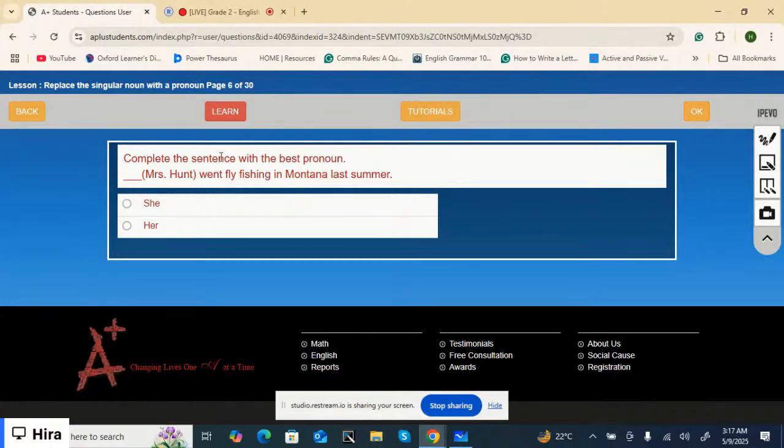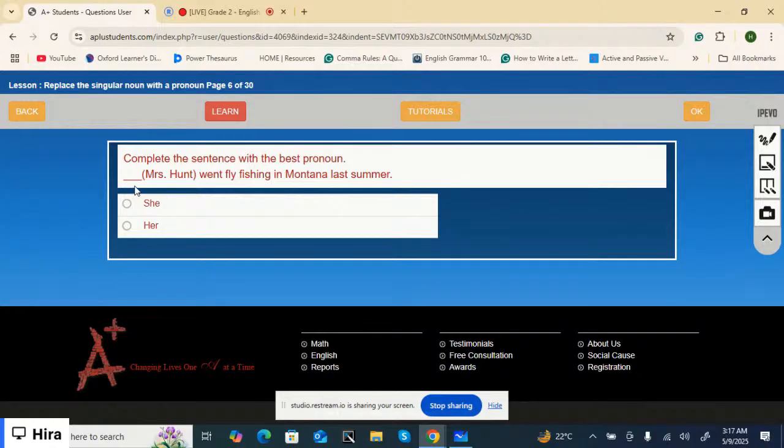Okay, so the next one is Mrs. Hunt went fly fishing in Montana last summer. Complete the sentence with the best pronoun. Mrs. Hunt went fly fishing in Montana last summer. She or her. Which pronoun can take the place of this noun, Mrs. Hunt? And look at the place as well. She or her.